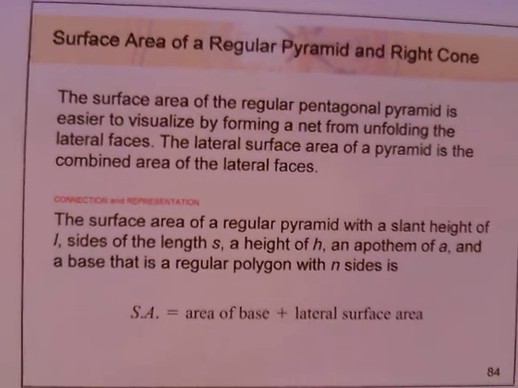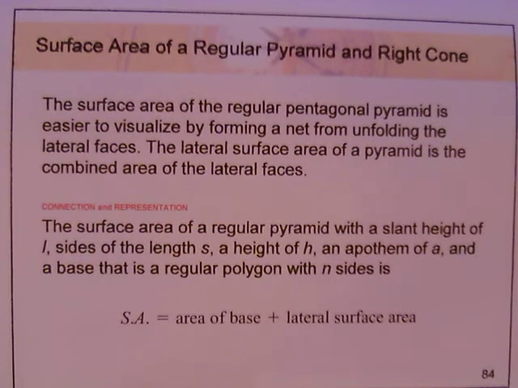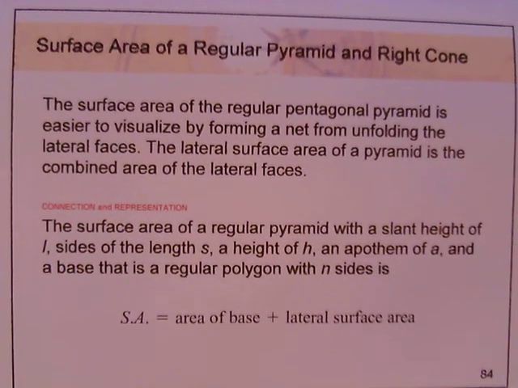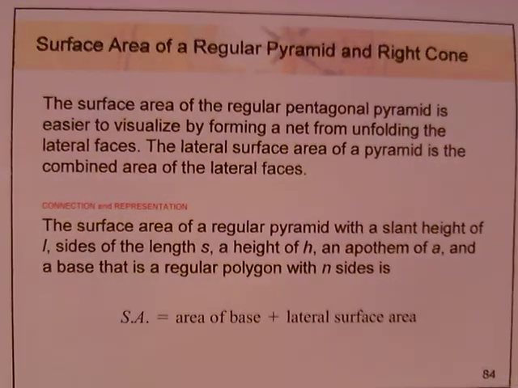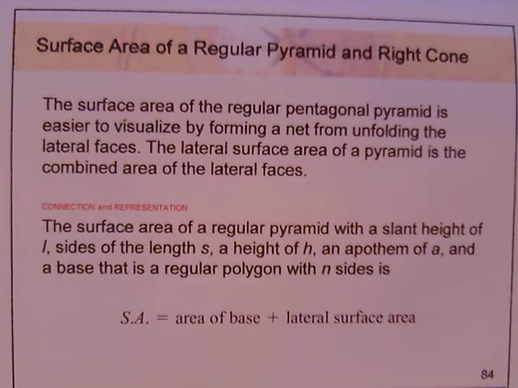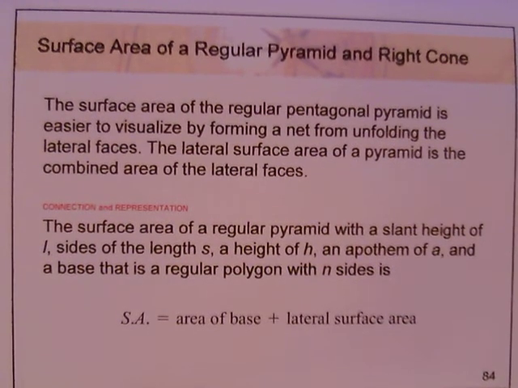So the surface area of a regular pyramid with a slant height of L, sides of length S, height of H, apothem of A, and a base that is a regular polygon with N sides is this: SA, the surface area, is the area of the base plus the lateral surface area.